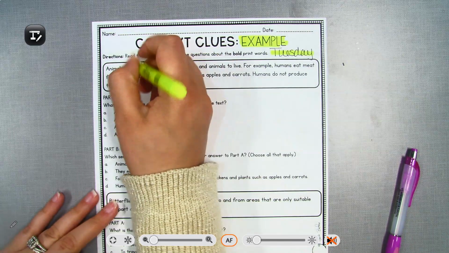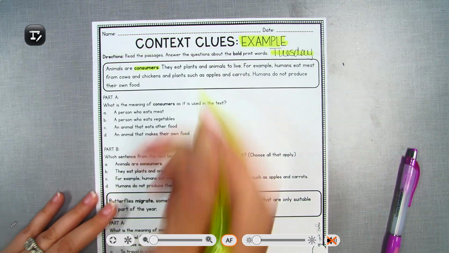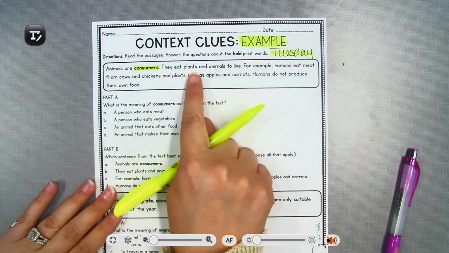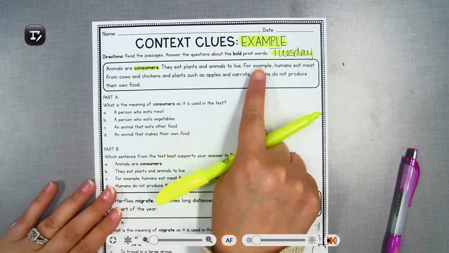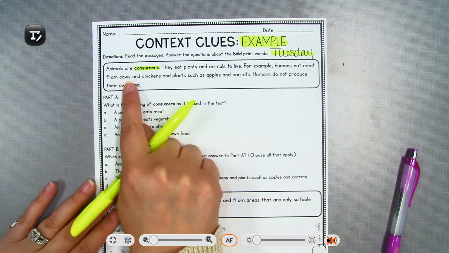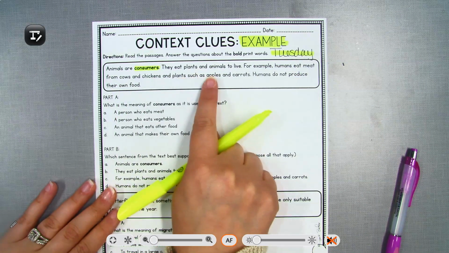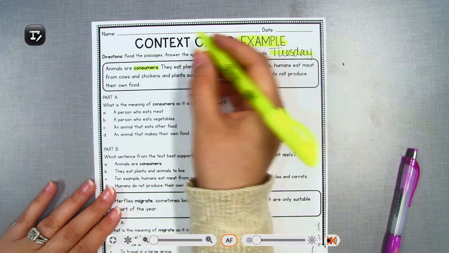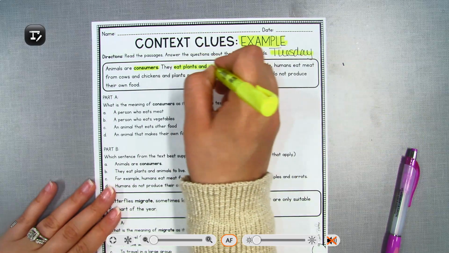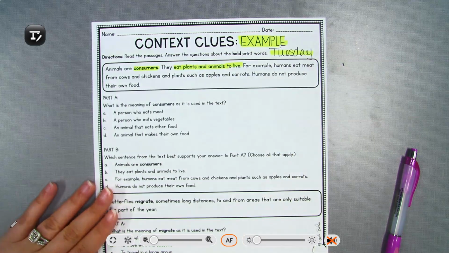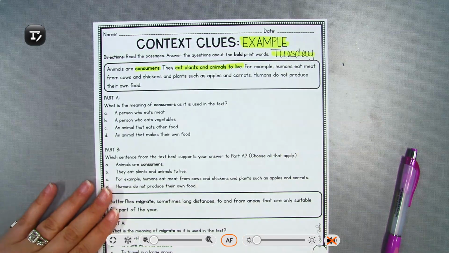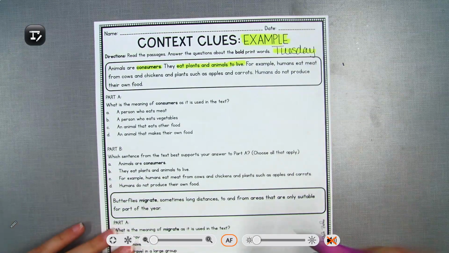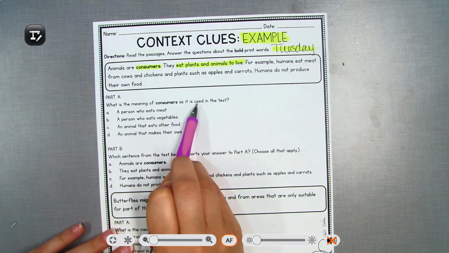So we have consumer, and we know that it says they eat plants and animals to live. For example, humans eat meat from cows and chickens and plants such as apples and carrots. So we know that a consumer is someone who eats plants and animals to live. Okay, and then it even gives us an example, like humans eat meat and cows. So what is the meaning of consumer as it is used in the text?